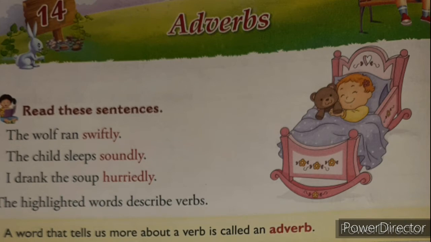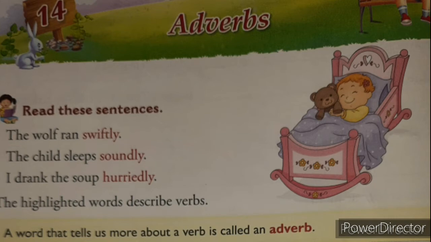Now a word that tells us more about a verb is called an adverb. What is an adverb? A word that tells us more about a verb is called an adverb. If you see the word adverb, in this word only you can find the definition. In this word, the word verb is there. ADVERB means the word which tells more information about a verb. To understand this concept, we will see some examples which are given above.